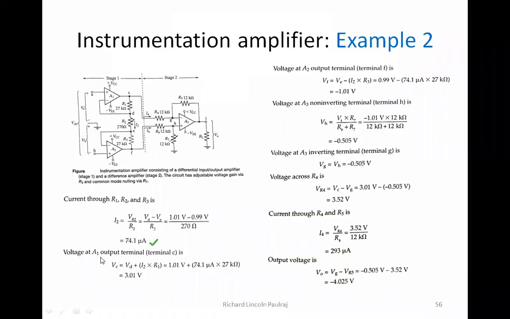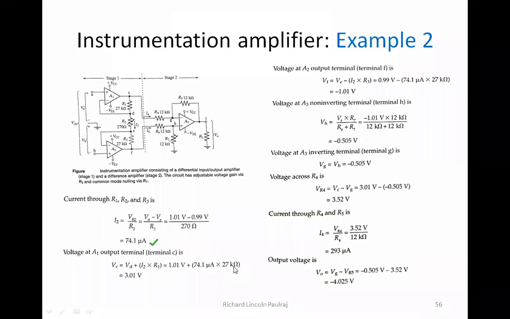Okay, so the voltage at the A1 output terminal, that is terminal C. VC is equal to VD plus I2 into R1. So I2 we know, and we take the product of I2 and R1. VD is 1.01, because this is also 1.01, plus I2, which we have calculated as 74.1 micro, into R1. The R1 value is already 27K.